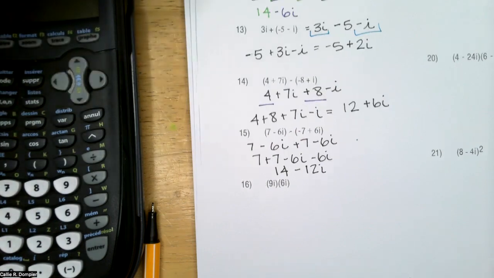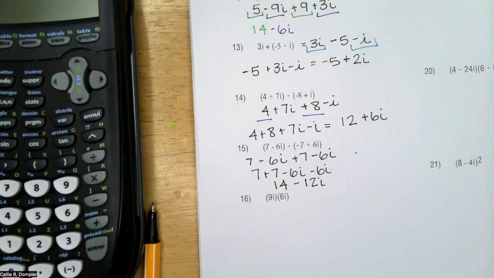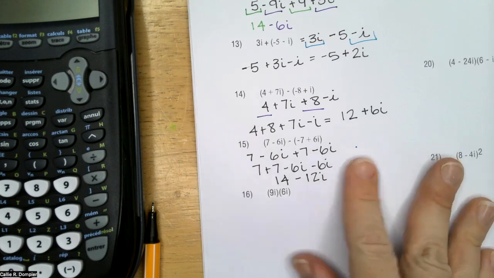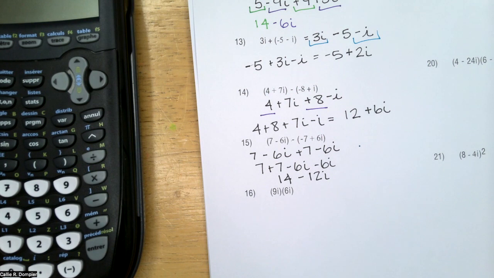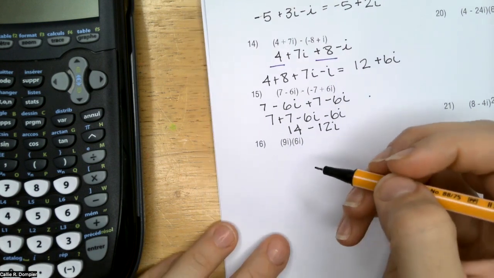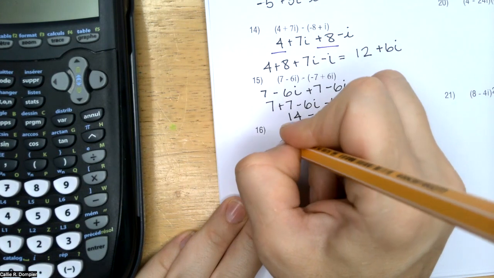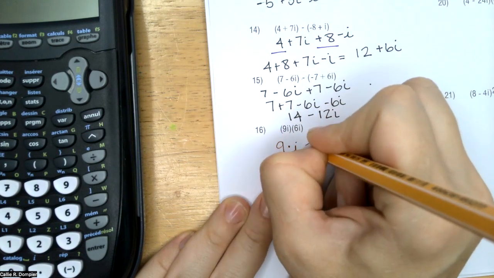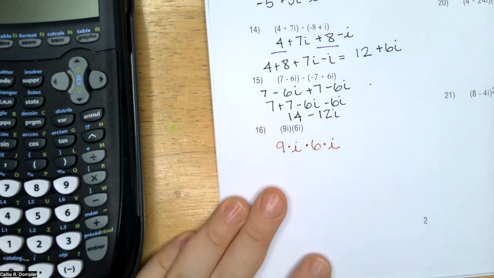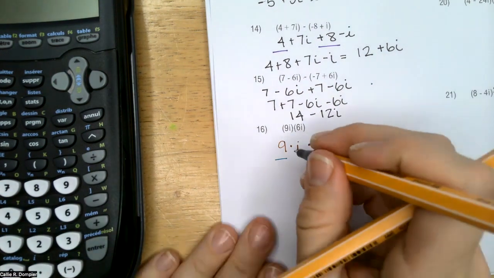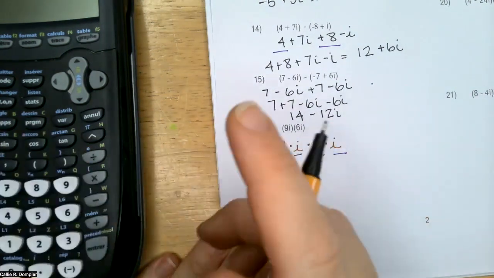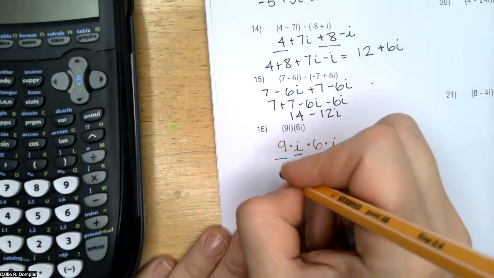And those are the examples of addition and subtraction of binomials. Now we're going to multiply a monomial times a monomial, and then we'll move on to monomial times binomial, and then binomial times binomial, and that will be all. So when multiplying, it's just like any other variable, okay? 9i times 6i. We're going to multiply the 9 and the 6 together, and we're going to multiply the i and the i together. So 9 times 6 is 54.